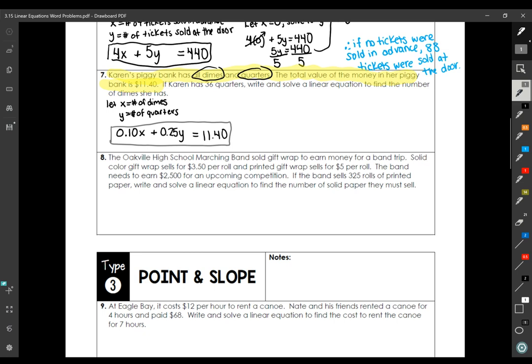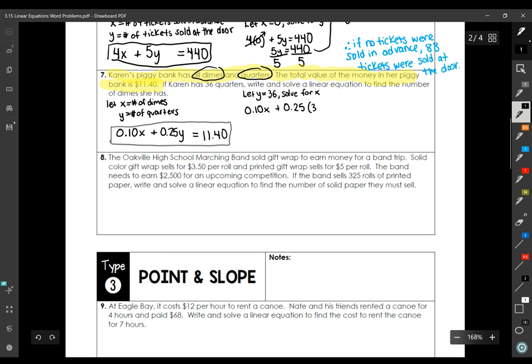So let's move on. The question says, if Karen has 36 quarters, write and solve a linear equation to find the number of dimes. Okay, so again, is it giving us x or is it giving us y? Well, I said that quarters was y. So what we're going to do is let y equal 36 and then just solve for x. Okay, so 0.10x plus 0.25 times 36 is equal to $11.40.